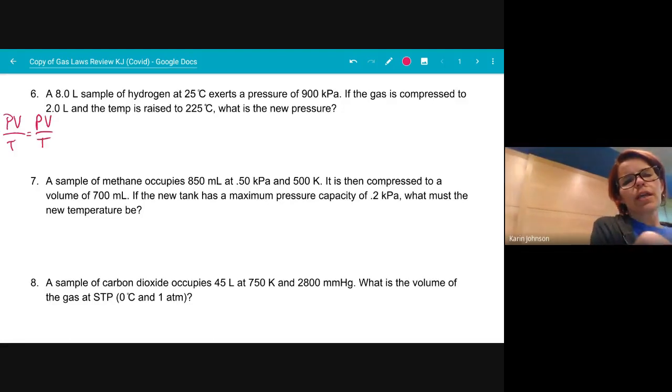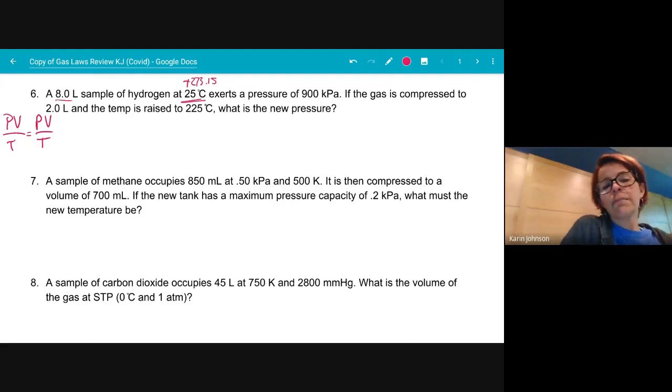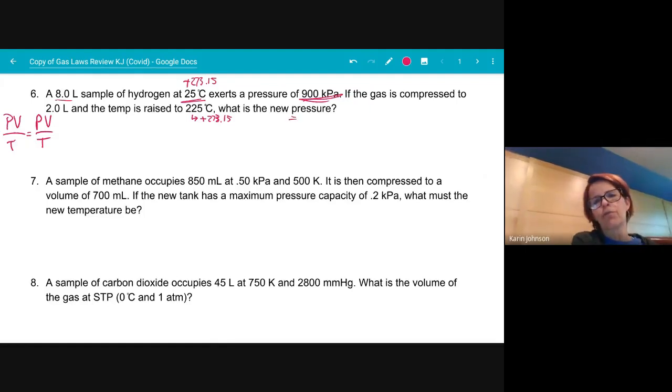So we start with an 8-liter sample of hydrogen at 25 degrees Celsius. Right away, I know I need to add 273.15 to make it into Kelvin. And it says it exerts a pressure of 900 kilopascals. If the gas is compressed to 2 liters and the temp is raised to 225, I better add 273.15 to that. What is the new pressure? So I'm going to be looking for P for pressure, P2.